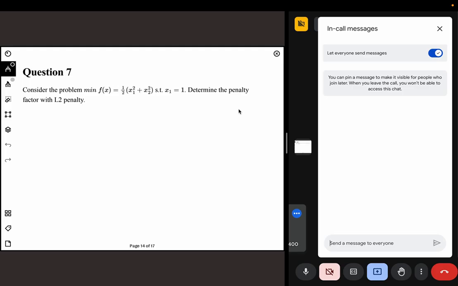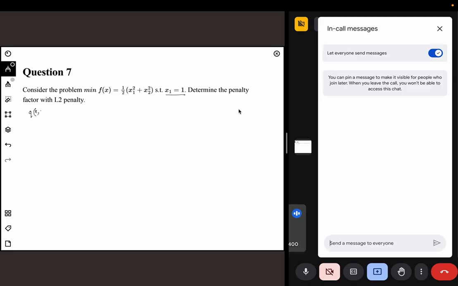Some numerical problem. Consider this particular problem. It determines the penalty factor with L2 penalty. So you have to minimize the function f of x equal to half of x1 square plus x2 square, and the constraint is x1 equal to 1. You can directly see and tell me the solution. You can put x1 equal to 1 here, and the minimum occurs when x2 equal to 0. That is straightforward. But then if you want to solve it, what is the penalty factor that I have to use? So what is my penalty function?